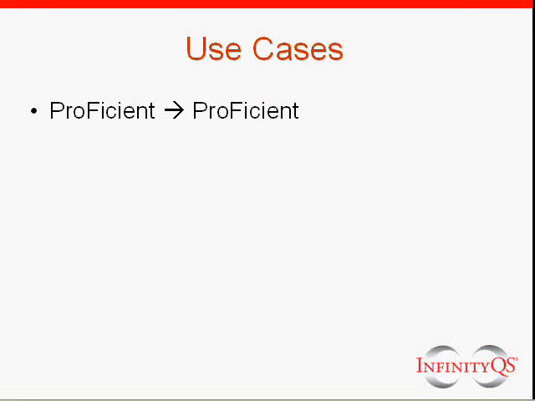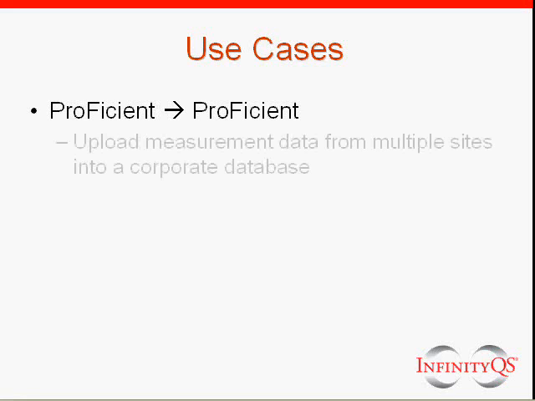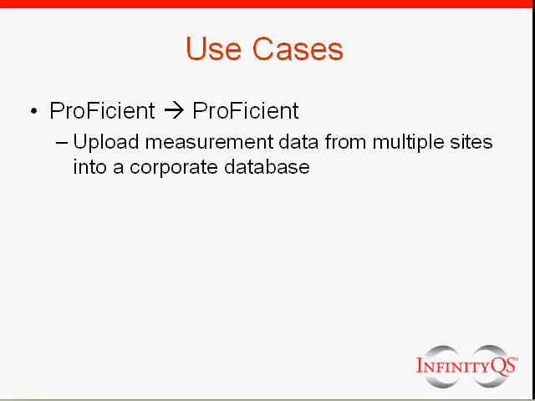Now let's start discussing some of the ways you might want to use EIS in your organization. We'll begin with routing from one Proficient database to another. The first use case is a situation where you have multiple site-specific Proficient databases around your organization and wish to have all that data available in a single corporate-wide database so that you can get a true big-picture view of your organization.